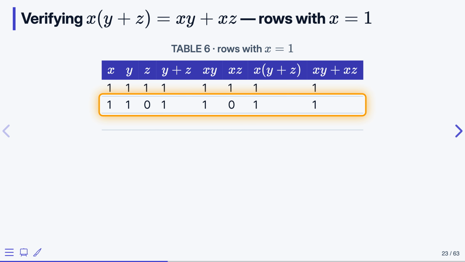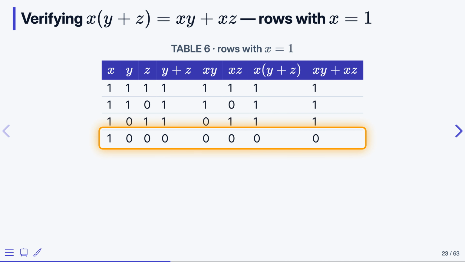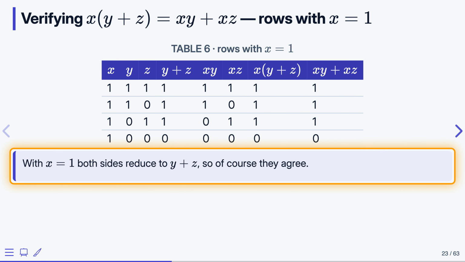They agree. Row 3. Y is 0 and z is 1. Y plus z is 1. Xy is 0, xz is 1. The left side is 1. The right side is 0 plus 1, which is 1. They agree. Row 4. Y and z are both 0. Y plus z is 0. Both products are 0. The left side is 0 and the right side is 0. They agree. And you can see why. While x is 1, multiplying by x changes nothing, so both sides are simply y plus z. Of course they agree.